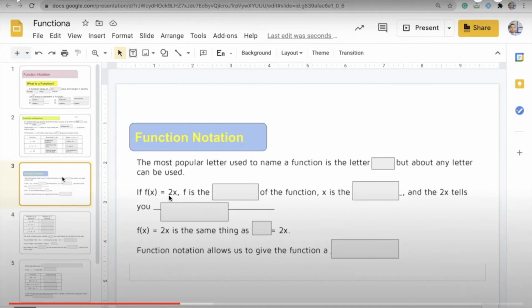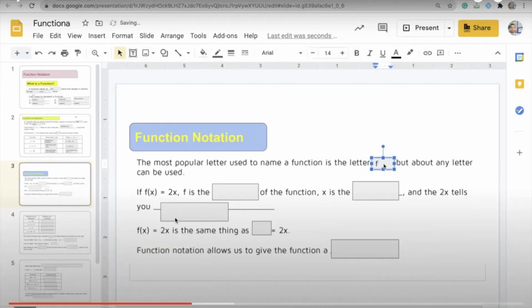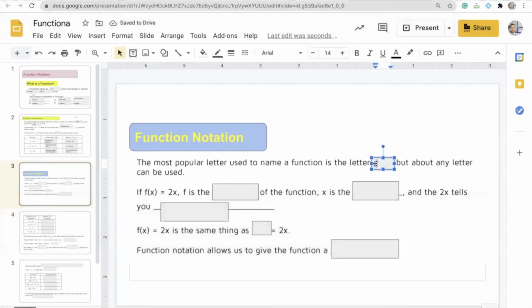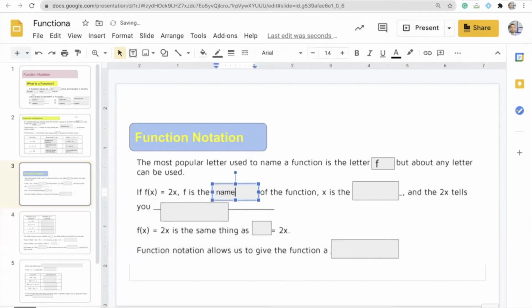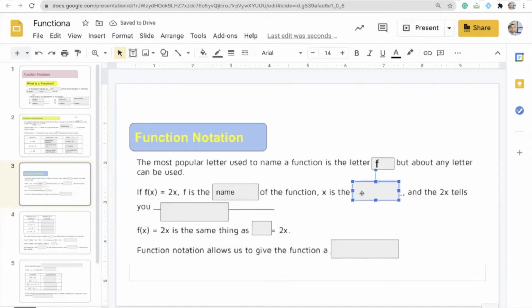If f(x) equals 2x, x is the variable for the function of x, which is y. The most popular letter used to name a function is the letter f. By the way, you can use any other letter like g(x), h(x), k(x), whatever you like. The most popular one is f. If f(x) equals 2x, so here y equals 2x. F here is the name of the function. X here is the variable.